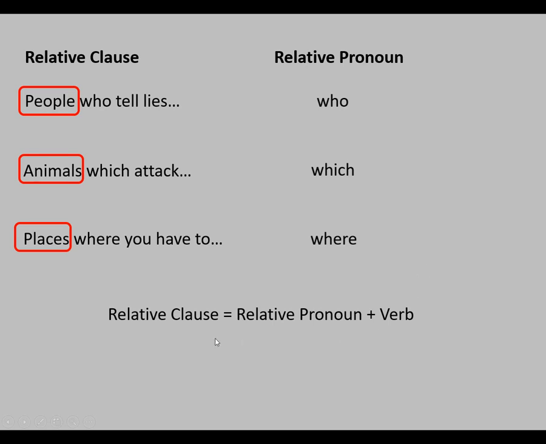In this example, a relative clause has a relative pronoun plus a verb. So after a relative pronoun, you need a verb. For example, people who tell. Who is a relative pronoun and tell is a verb. In this example, animals which attack, which is a relative pronoun and attack is a verb. And in this example, places where you have to wait, where is a relative pronoun and you have to wait is a verb.